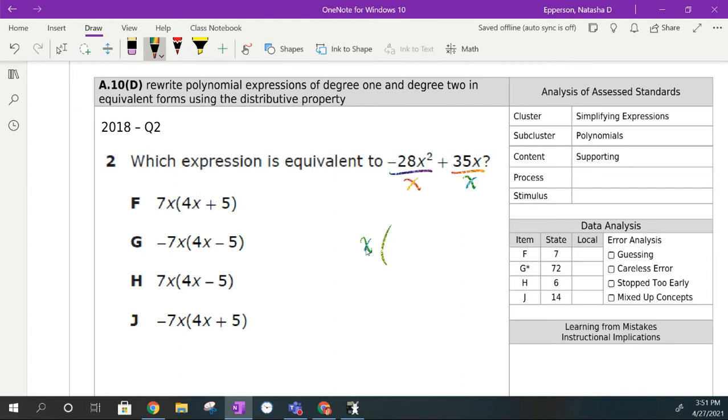If I take a negative 7, that might make my life a little bit easier for me, because a negative divided by negative is going to leave me with a positive 4, and then that's going to be X. Now, if I do positive divided by a negative 7, that's going to leave me with a negative 5 on the inside of the parentheses. So now I know I have a 7, negative 7, so that eliminates H and F. The difference between G and J are the negative versus positive. We said when we take that 35 divided by negative 7, that's going to give us our answer choice G. Okay.